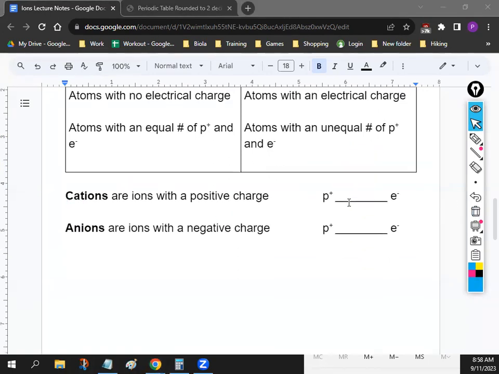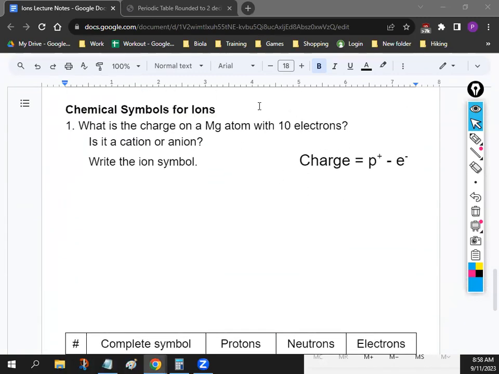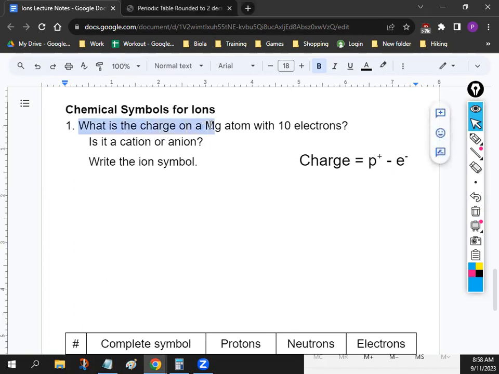All right, so let's do problem number 1. Again, you never need to copy down the questions for this class. You can just write the answers because this is posted on Canvas. What we're going to do is calculate the charge on a magnesium atom with 10 electrons. Charge is just whether or not the atom is positive or negative and how much. The formula for charge is really easy. It's protons minus electrons.